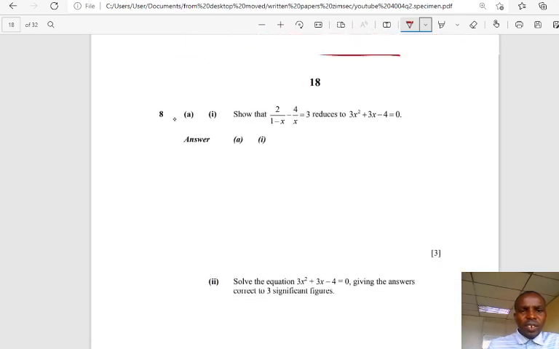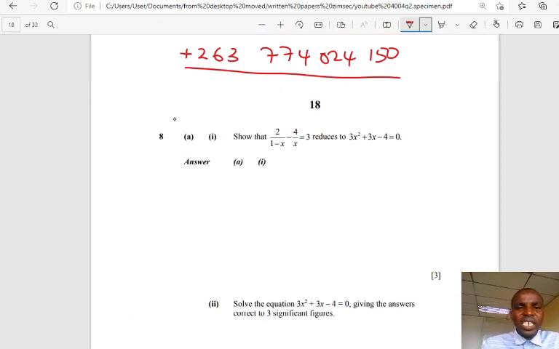Next question, question number 8a: show that the equation reduces to 3x squared plus 3x minus 4 equals 0. Right, what do you do? These are called equations with fractions. To solve them, you can express the left side under one denominator and the right side under one denominator, or we can just multiply by the lowest common multiple of the denominators. In this case, the lowest common multiple of the denominators is x(1 minus x). It's easier that way.